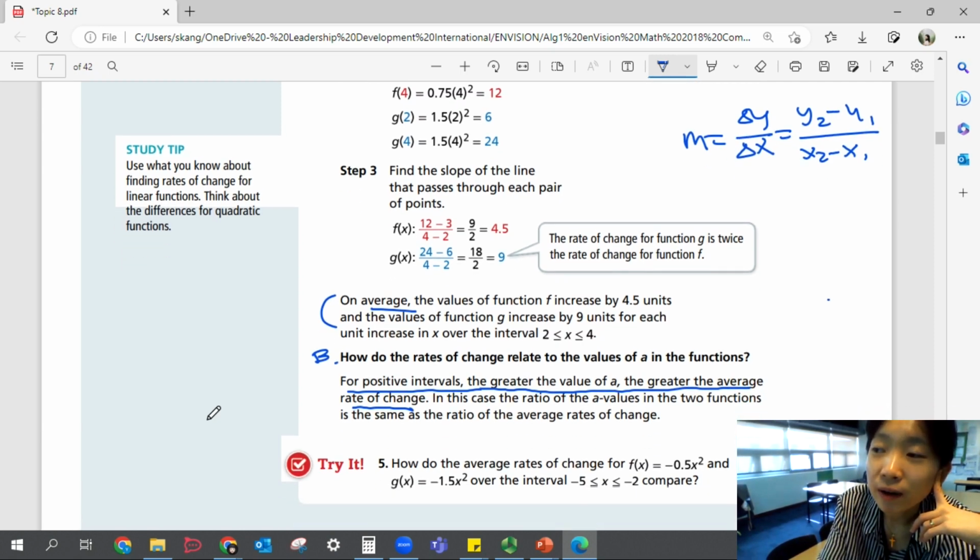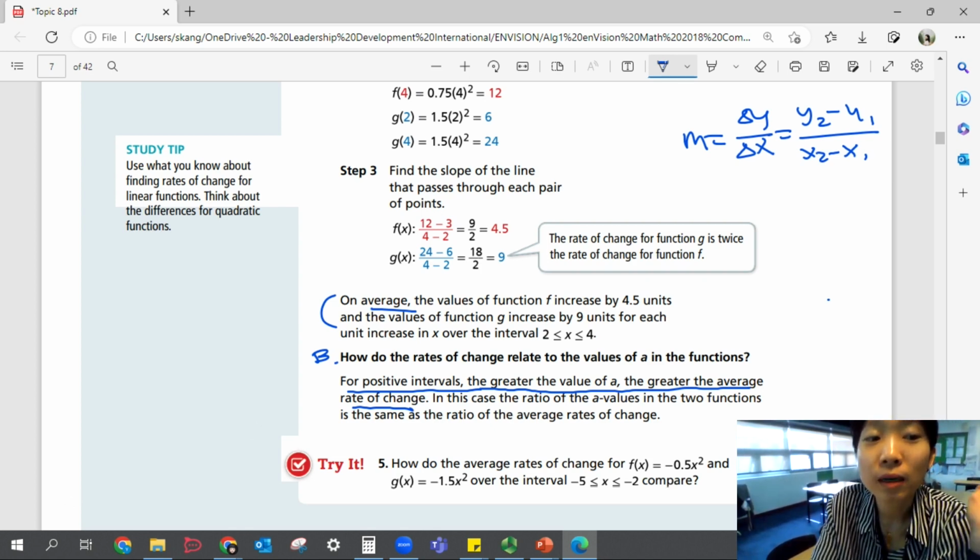Let's look at try number 5. How do the average rates of change for f of x equals negative 0.5x squared and g of x equals negative 1.5x squared over the interval negative 5 to negative 2 compare? So now we're looking at the negative intervals, and we're looking at negative quadratic functions where the graphs should be looking downwards. So let's look into that.